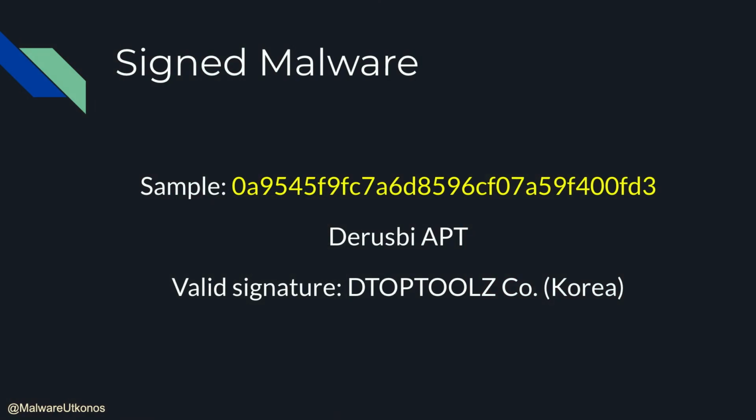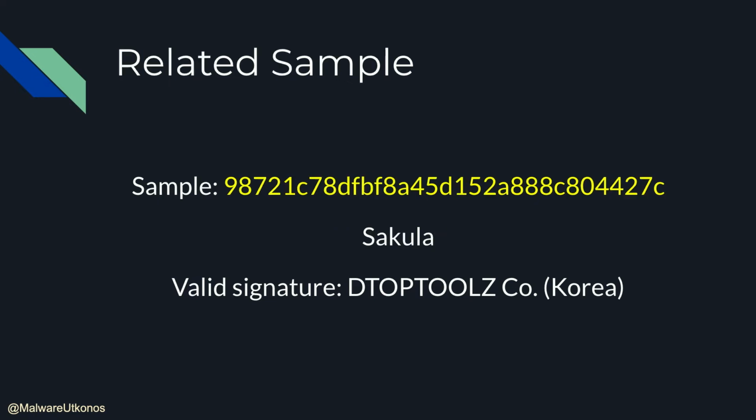So let's take a look at a piece of signed malware. This is fairly old, but it's a famous one. This is a known malware sample that is associated with Deep Panda APT. One of the members of my team a few years ago found that it was signed by DTOPTOOLS, and it's a valid signature. He started pivoting across this signature in other files that were available, and found a related sample signed by the same one, and lo and behold, this one is Sakula.